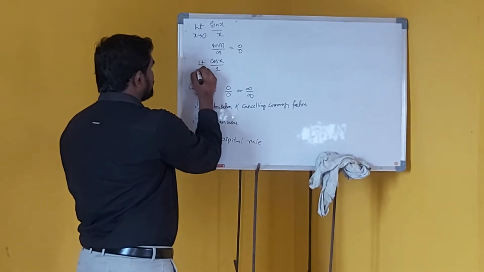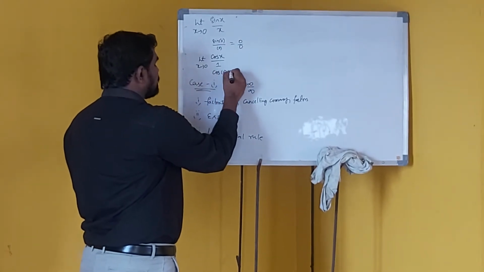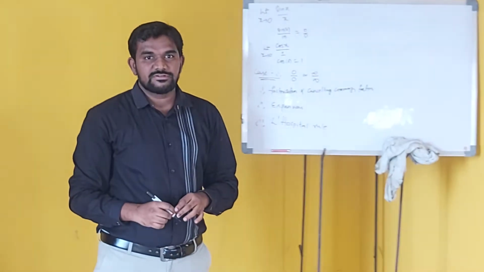So now again if I put x equals to 0 value there, I am going to have a cos 0, that is 1, and the limiting value will be 1.